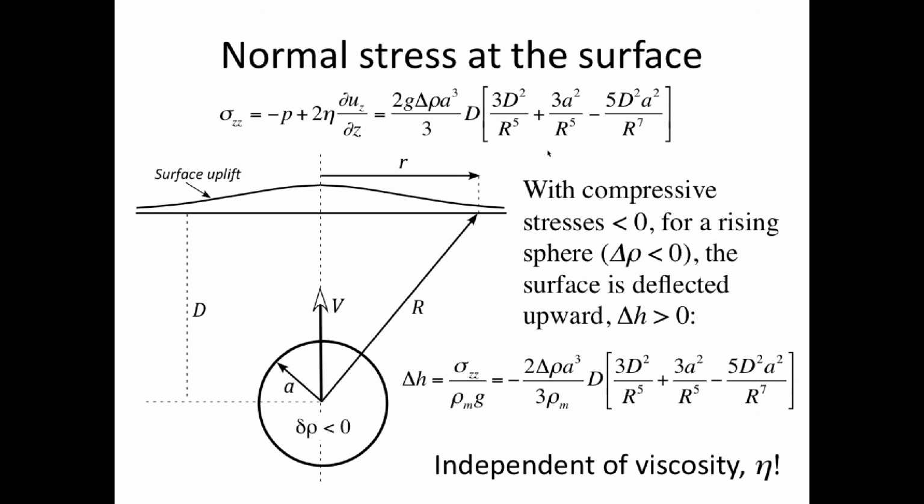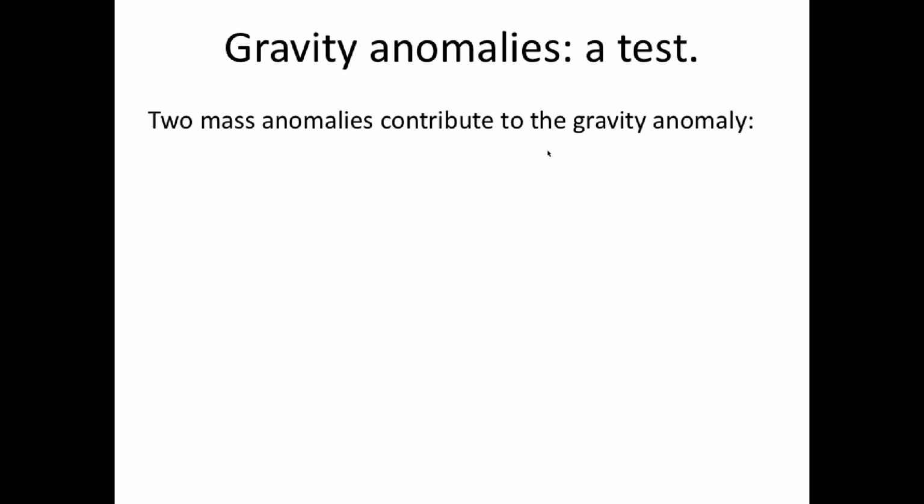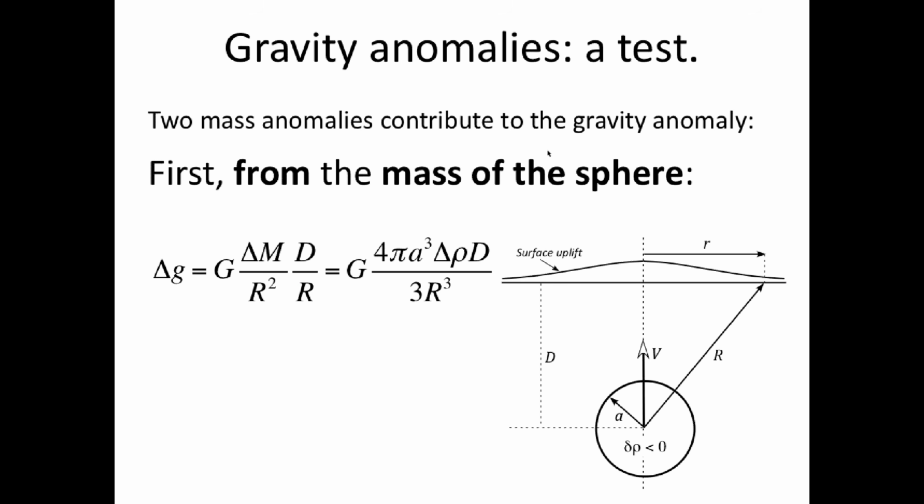I leave that for you to think about, but that makes sense because the rate that the sphere moves depends on the viscosity, but the stresses also depend on the viscosity and cancel out when you compare them. Okay, gravity anomalies now provide a test. There are two mass anomalies that contribute to a region that has a sphere rising underneath it and the surface that's been deflected. First, you have the mass of the sphere. We go back to Newton. Newton would say it's Newton's gravitational constant times the mass of the sphere divided by r squared.